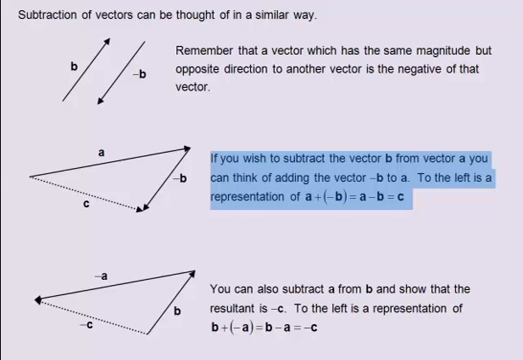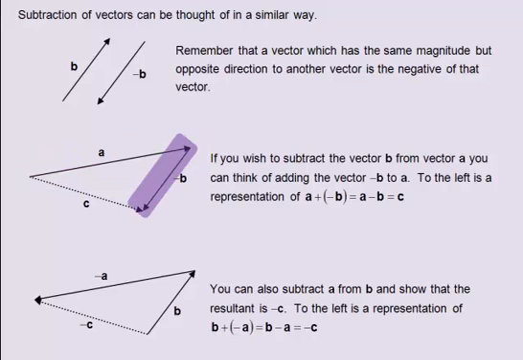To the left is a representation of a plus minus b, which equals a minus b, which equals c. Here's vector a. Here's vector minus b, which begins at the end of vector a. And here's the resultant vector c. You can also subtract a from b and show that the resultant is minus c. To the left is a representation of b plus minus a, which equals b minus a, which equals minus c. Here we start with vector b and add minus a, and the result is vector minus c.